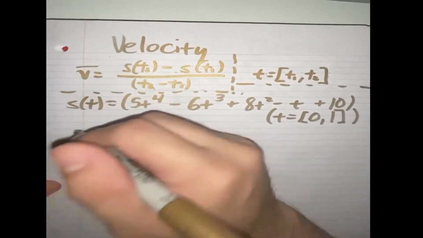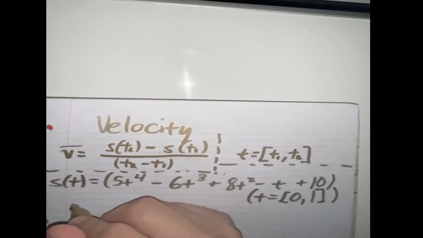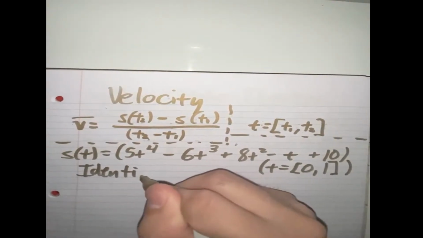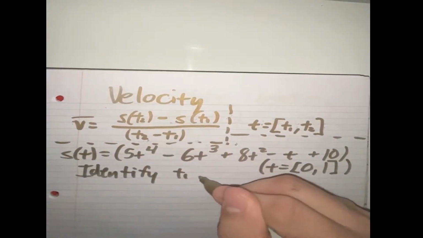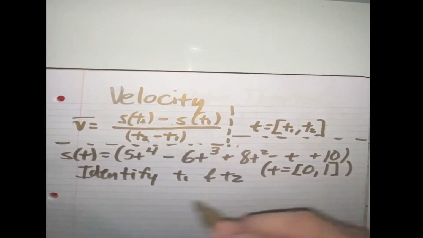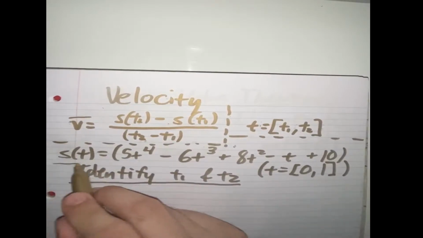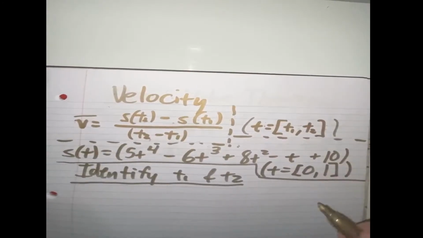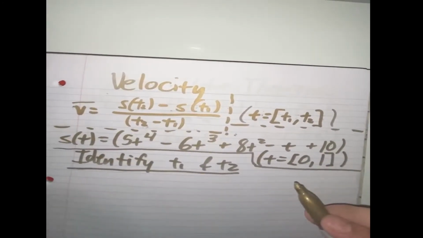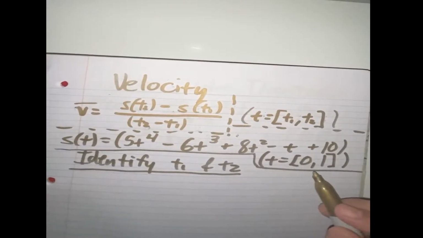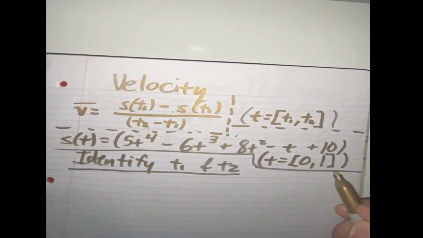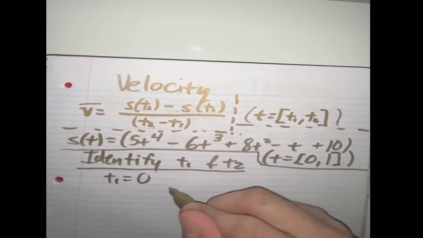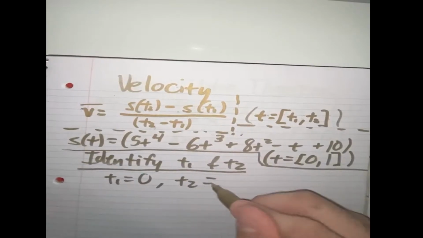So in this case, we're going to identify T1 and T2. This is the problem. As we can see right here, our T1 and T2 is the interval over which velocity is acting. So in this case, it is from 0 to 1. So our T1 is 0 and our T2 is equal to 1.